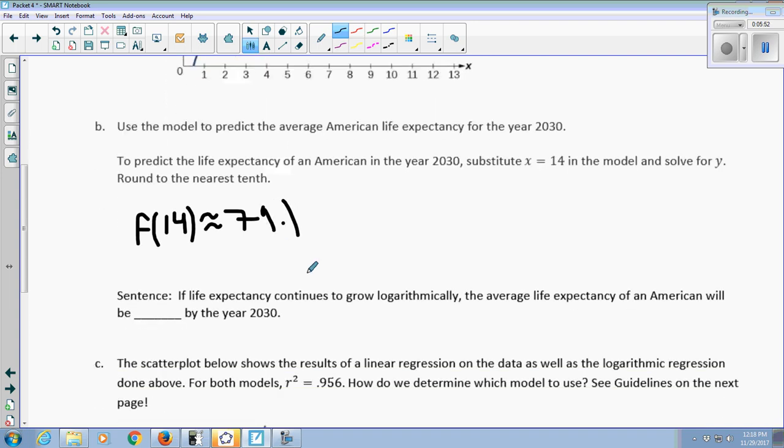So if life expectancy continues to grow logarithmically, the average life expectancy of an American will be 79.1 by the year 2030.